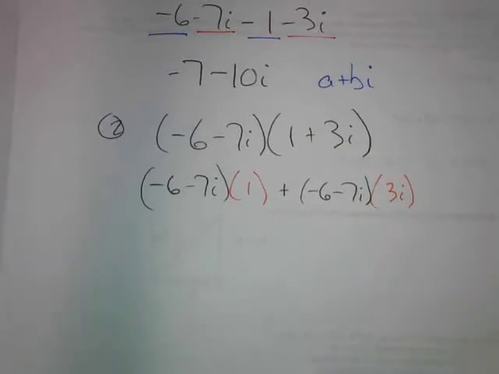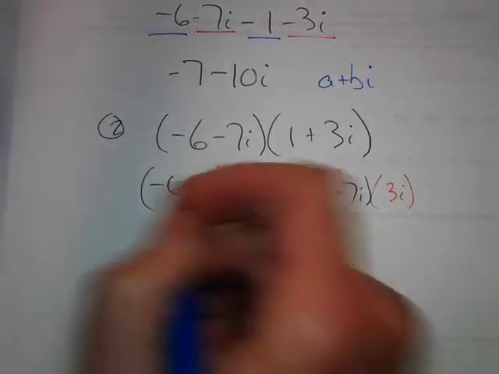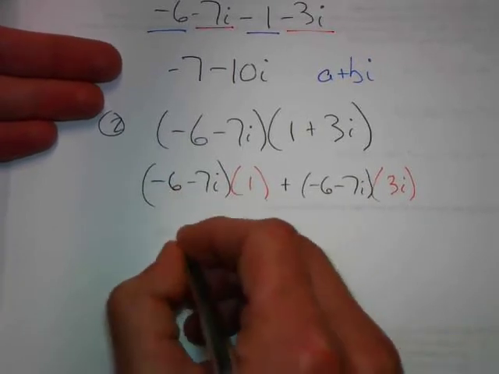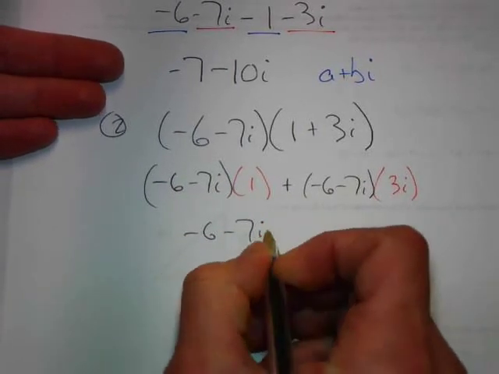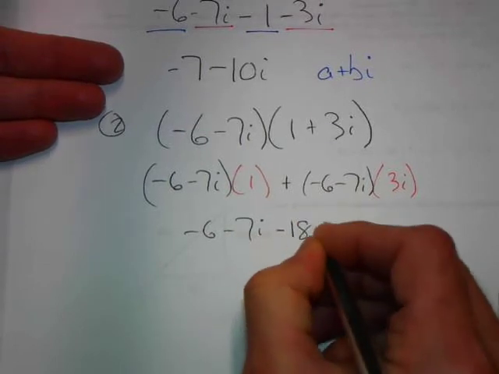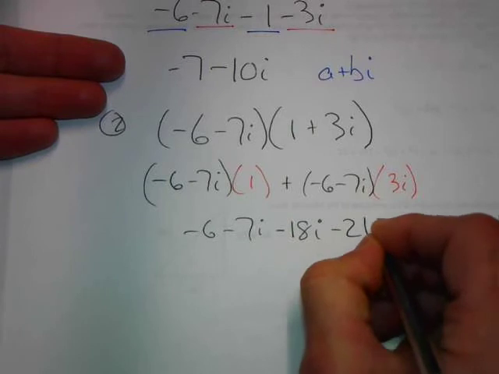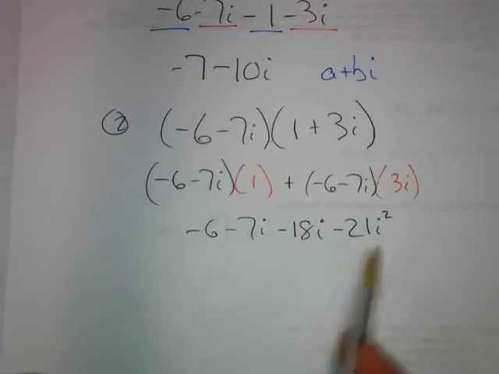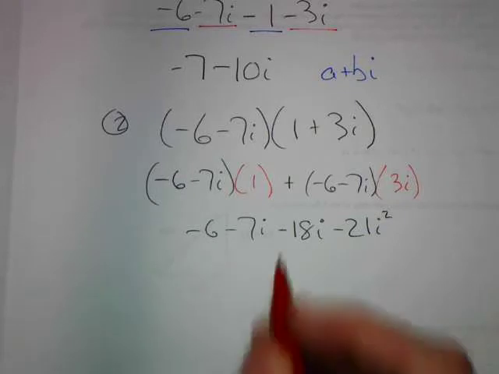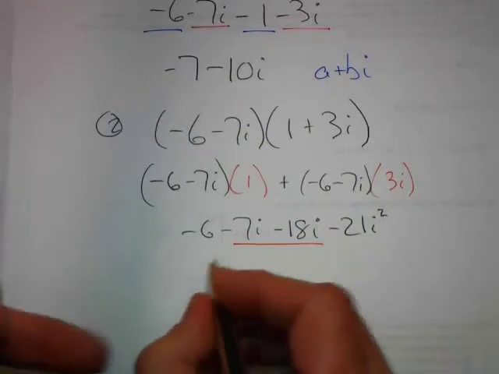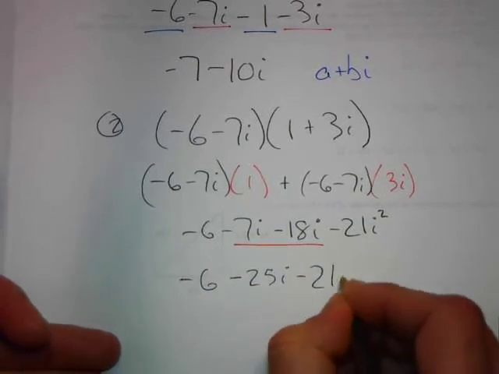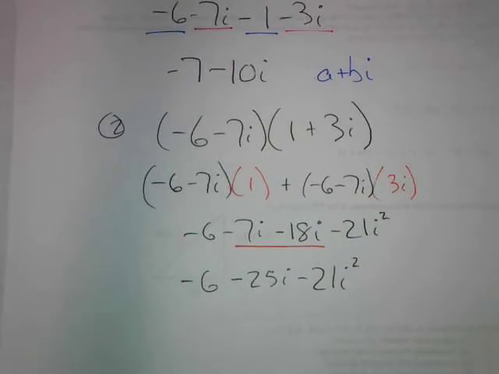Then I use the distributive property twice. It doesn't matter which method you use; we're all going to agree at some point. So we have -6 minus 7i, and then minus 18i, and then minus 21i squared. No matter which way you multiply those two binomials, you're going to come to this. Now all we have to do is combine like terms, just like with polynomials. So we have -6 and then minus 25i, and then minus 21i squared. And then we can celebrate and do the happy dance, and yay, we're done!